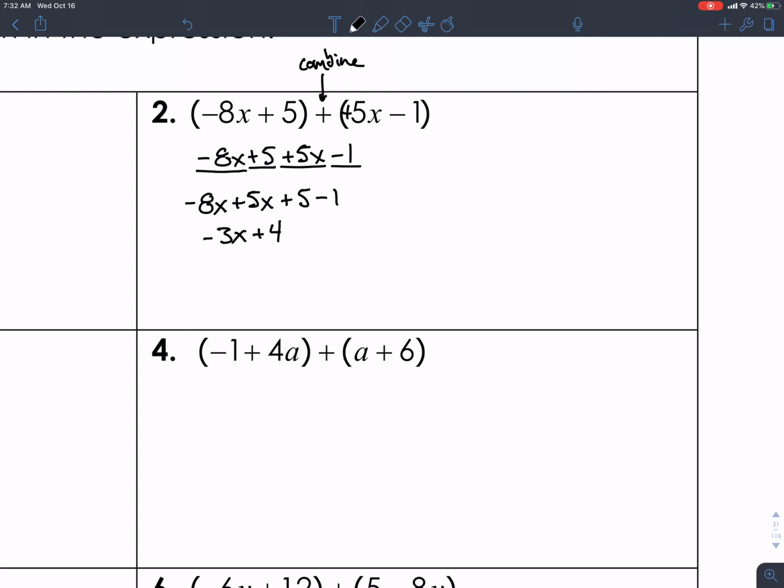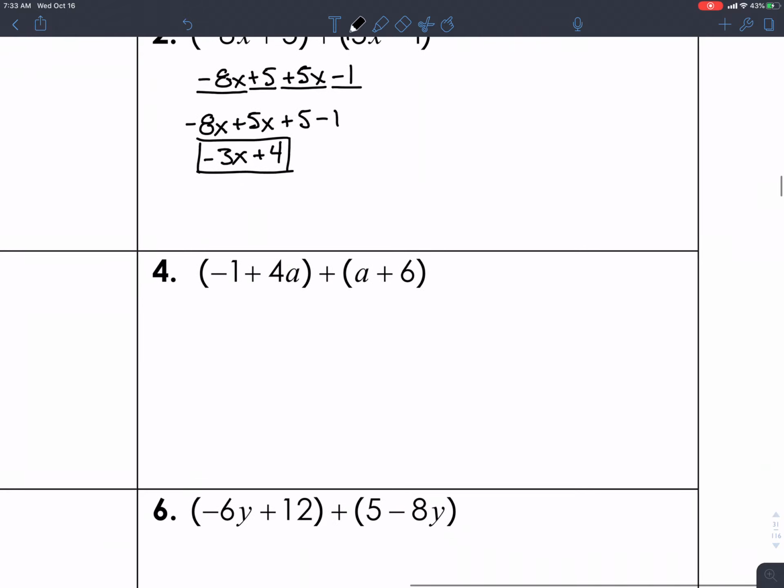And that is the answer. I'm done. I can't do anything else with it. And I have my variable. At this stage, our variables should not disappear, unless there's something in the problem where they actually add like a positive 6x and a negative 6x. That's the only time they're going to disappear, because then you'd have 0x, and there's no reason to write that. But unless that happens, you should always have a variable in these problems, okay? They don't disappear. Let's look at the next one.